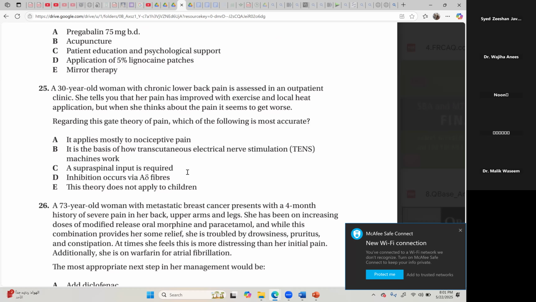So, a 30-year-old woman with chronic lower backache, this will be our last question, is assessed in an outpatient clinic. She tells you that her pain has improved with exercise and local heat application, but she thinks about the pain, it seems to get worse. Regarding gate control theory, which of the following is most accurate?